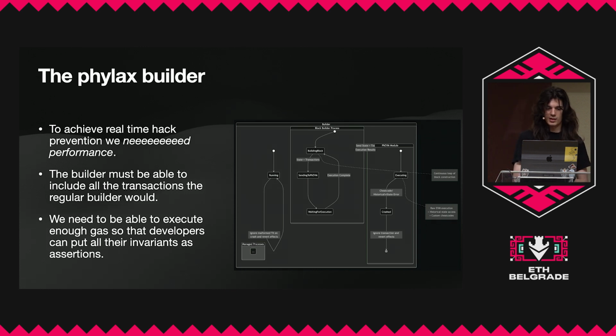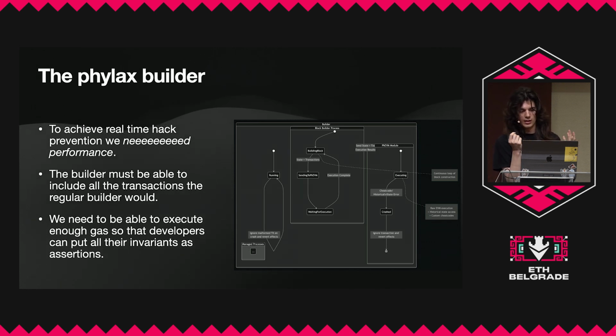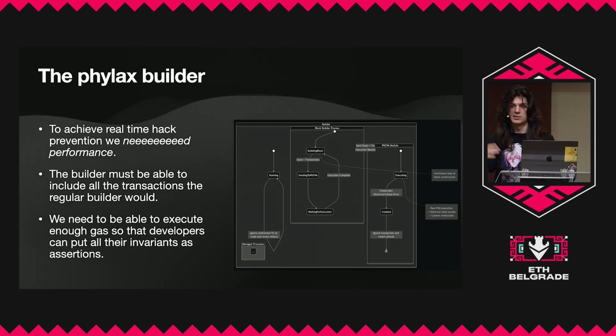So to achieve real-time hack prevention, the number one thing we need is performance. The Phylax builder cannot be a major performance downgrade from the default sequencer setup that's not running any assertions. We need to be real-time. And when we do run assertions, we need to be able to execute as much gas as possible so we can perform all the checks with our assertions.